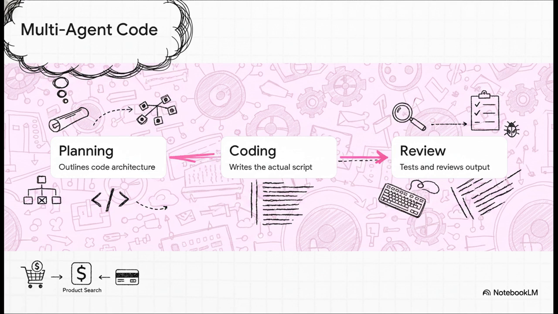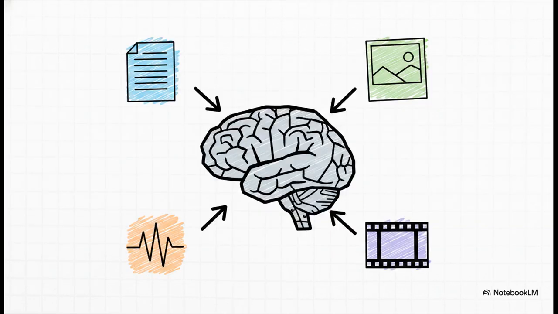Or in software development, a planning agent outlines the architecture, passes it to a coding agent to write the script, which then hands it off to a review agent to test the output. It's essentially spinning up a virtual team of AI specialists. And the coolest part? These systems aren't limited to just text anymore. By leveraging underlying models like Gemini or GPT-4, we're building multimodal agents.